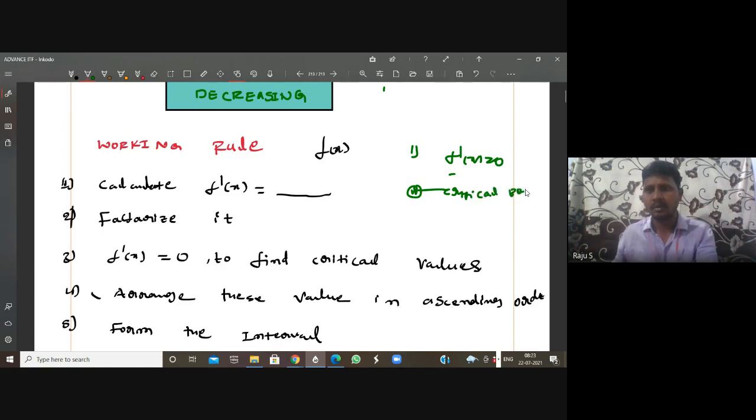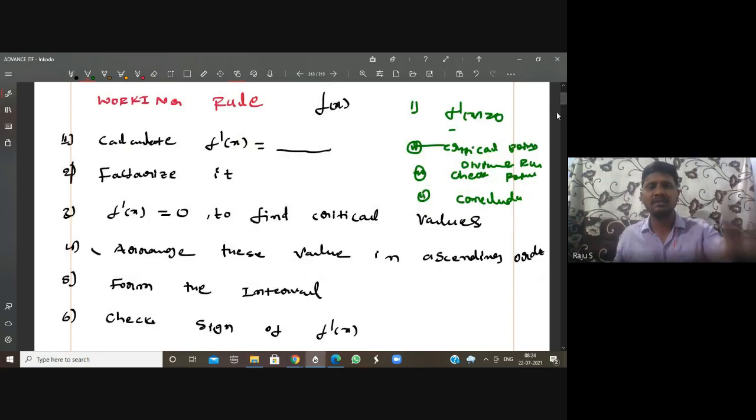Critical points. Second point is find the critical point, and third point is checkpoint. Checkpoint means we have to find those points and arrange them in ascending order. First we have to divide and rule, and checkpoint. Then we can conclude whether it is increasing or decreasing. So remember these 6 steps, it is more than enough. Every problem is based on these 6 steps.